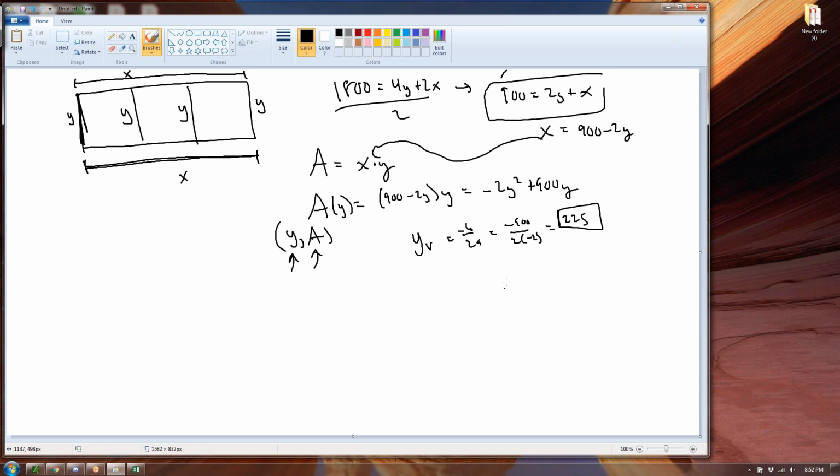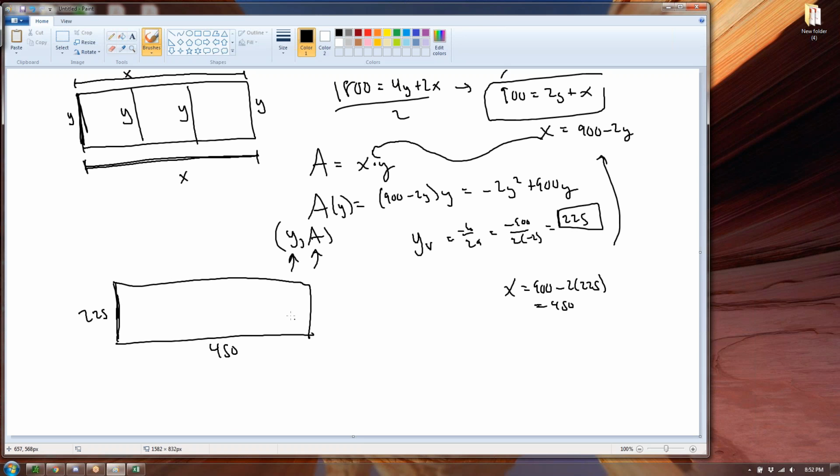How do you find your x? You just go back to your constraint. So x would be 900 minus 2 times 225. That gives you 450. So you know that you have 450 as a length, and 225 as a width. Those are your dimensions, and that would give you your total maximum area of whatever 450 times 225 is.